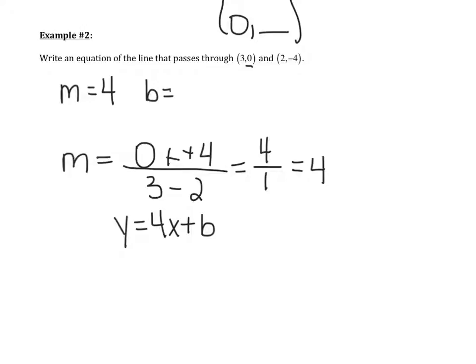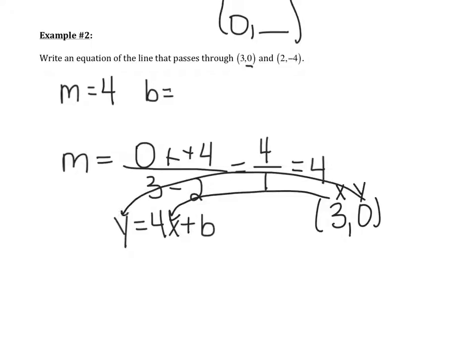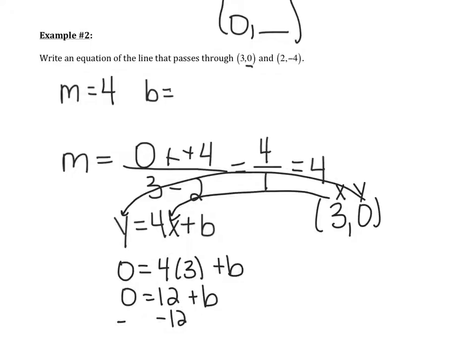So I'm going to choose that 3, 0 and substitute the 3 in for my x in the equation and 0 in for the y in the equation. So again, 3 goes in for x, 0 goes in for y. So I have 0 equals 4 times 3 plus b. 4 times 3 is 12. So if I subtract 12 from both sides, 0 minus 12 is negative 12, so I end up with b equals negative 12. So I now have both the m and the b that I knew I had to find from the get-go.